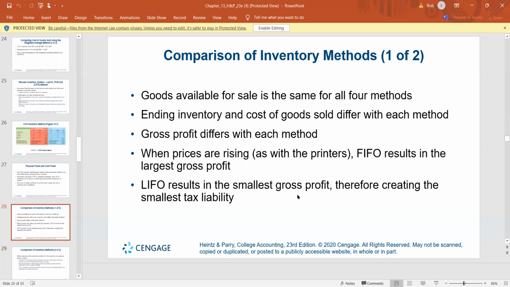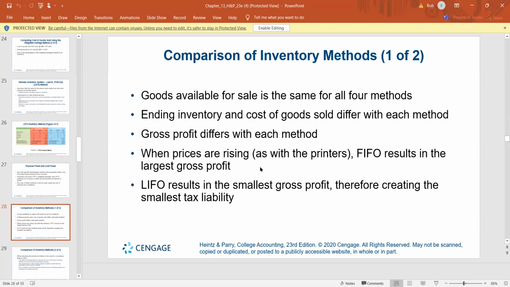Let's see the impact of the method you chose, okay? Goods available for sale is the same for all methods. Let me talk about that for a moment. Your goods available for sale is calculated by taking the beginning inventory and adding the purchases after that. You add the beginning inventory to the subsequent purchases, and that gives you the available line. That's going to be the same for each method. All we're saying now is that that available number is going to be broken out between the inventory cost and the cost of goods sold.